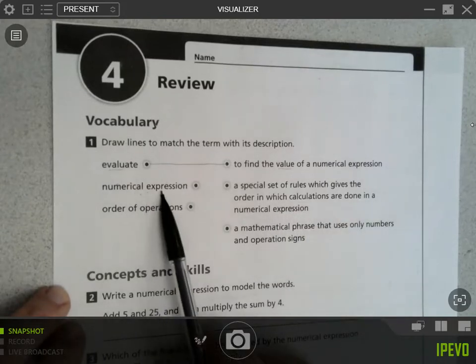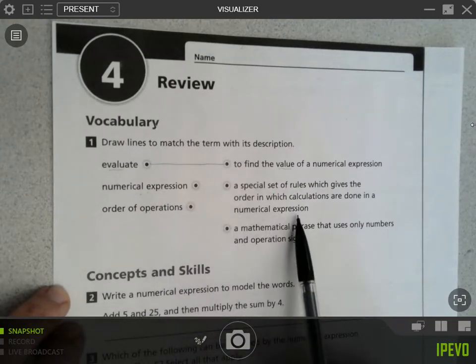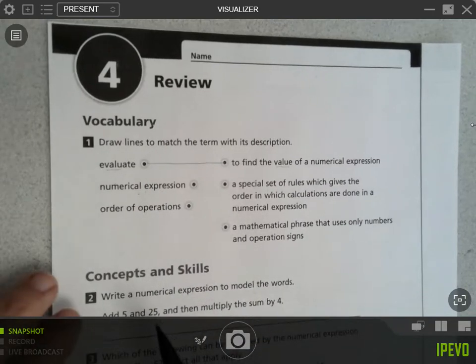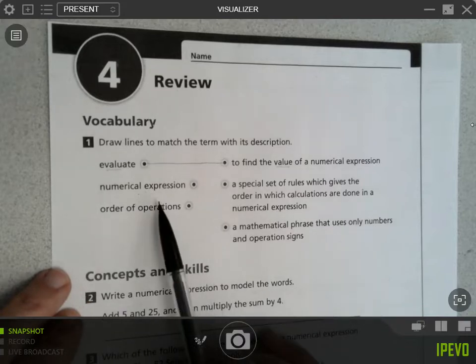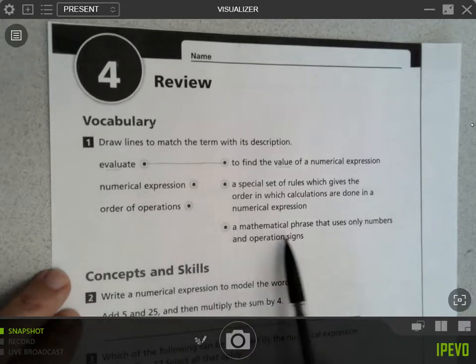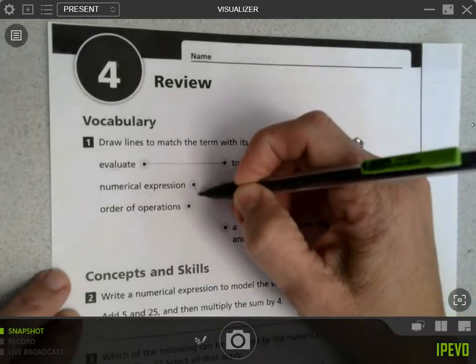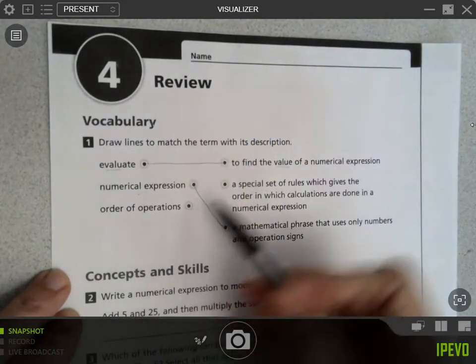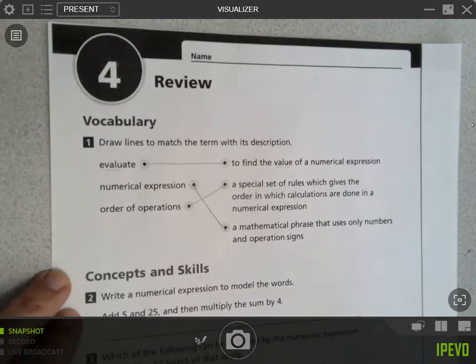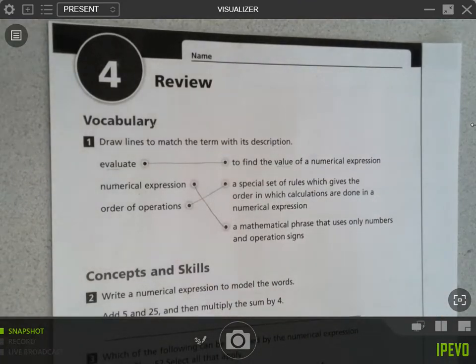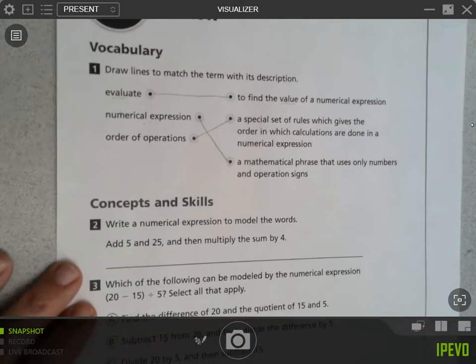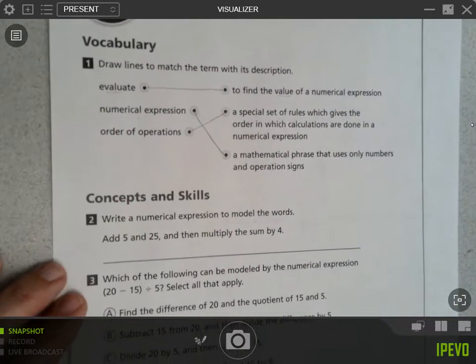Oh, would I have the word numerical expression in a definition for a numerical expression? No, I don't think so. So is a numerical expression a mathematical phrase that uses only numbers and operation signs? Yes. And then order of operations is our special set of rules that we follow for the calculation orders to get the numerical expression complete. All right. Stars and smiley faces for the vocabulary, I hope.